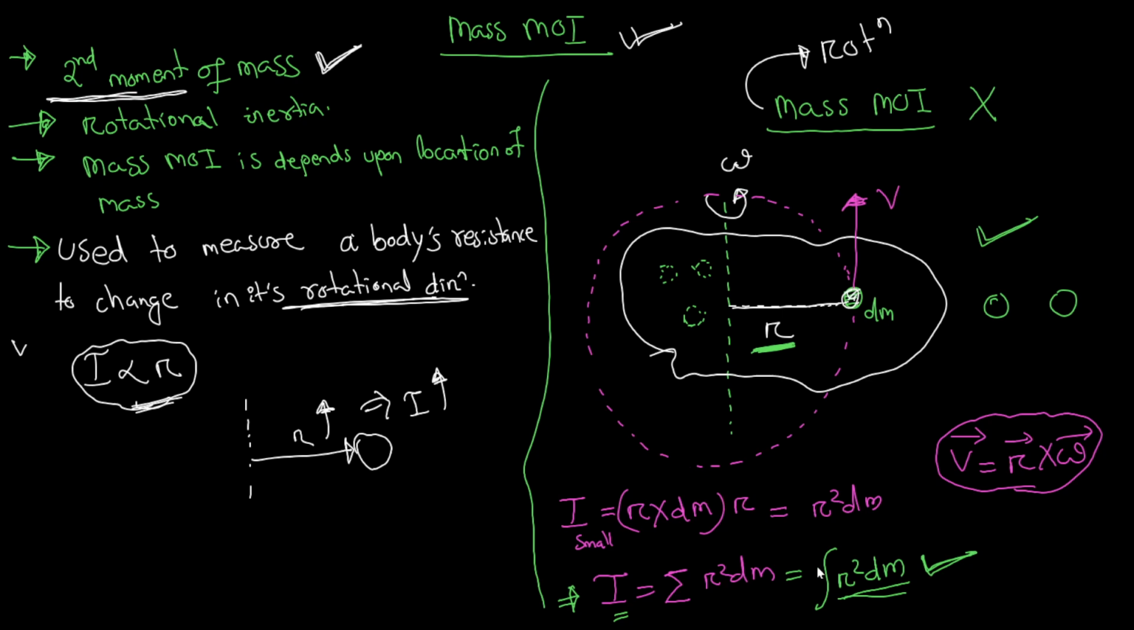Now I'm giving you a situation. The mass of the object is m. You have to distribute this mass by your choice. You can distribute this same mass m over different figures, and then you will see which one has the more mass moment of inertia.